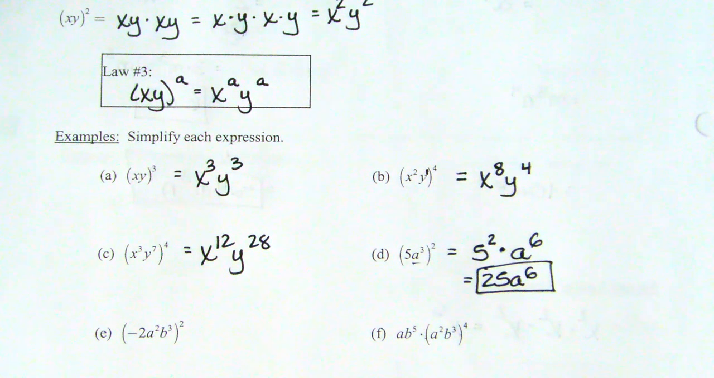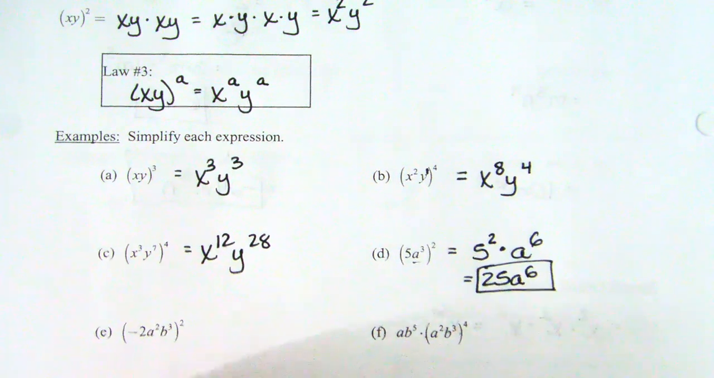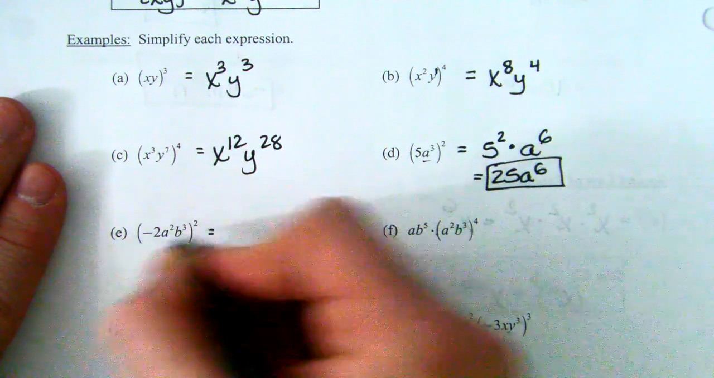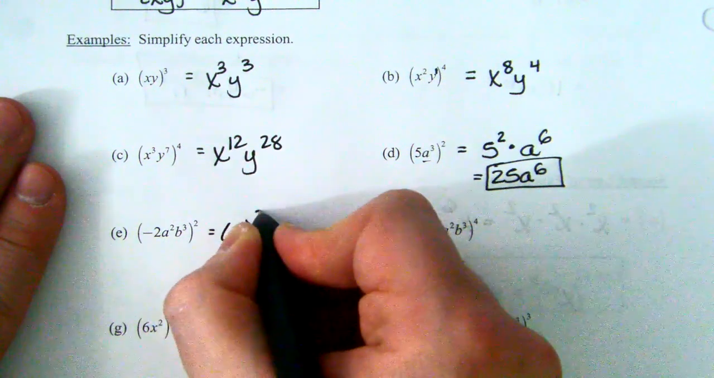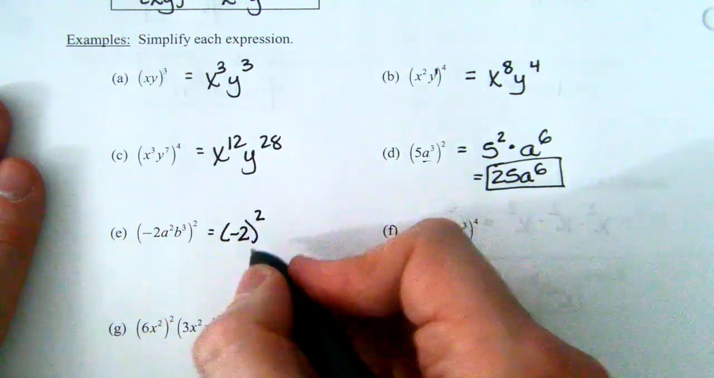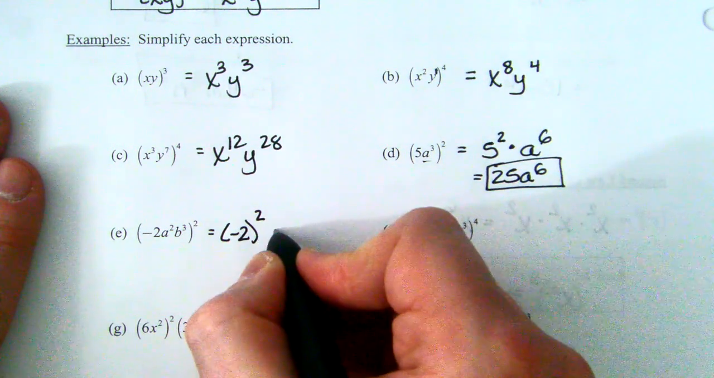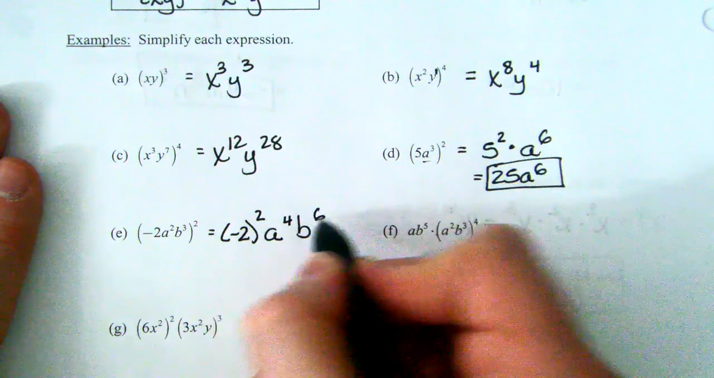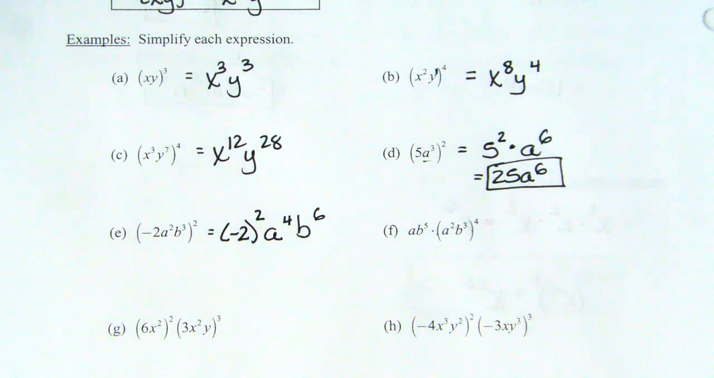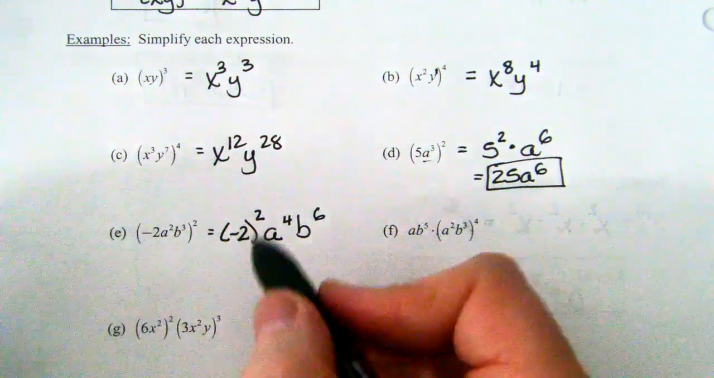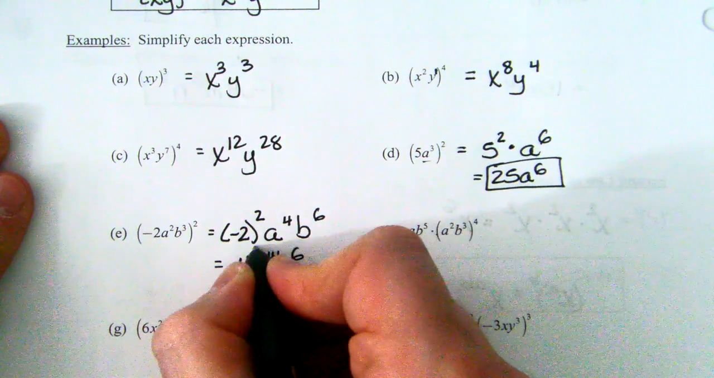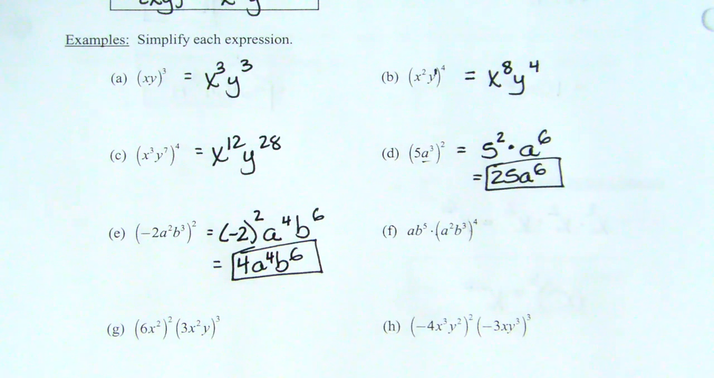Doing it in steps is particularly important when we get to something like letter E. In letter E, I'm going to do -2 in parentheses squared, and the parentheses are going to make a difference. -2 in parentheses squared. Then we'll get a to the 4th and b to the 6th. What is -2 in parentheses squared? This means -2 times -2, that means +4. And if you were to go to the calculator for that, make sure you're doing it in parentheses, because without the parentheses, it'll tell you -4, which is wrong.